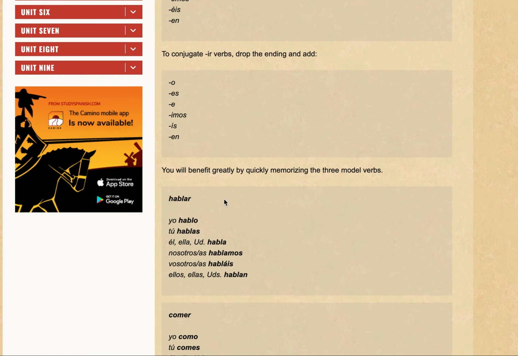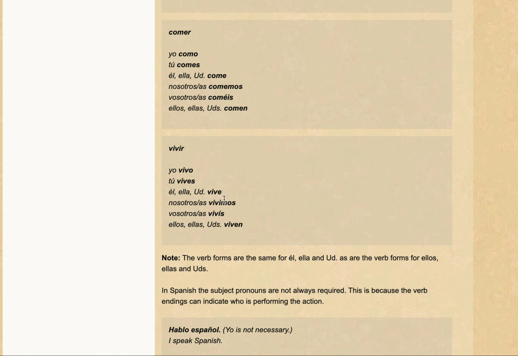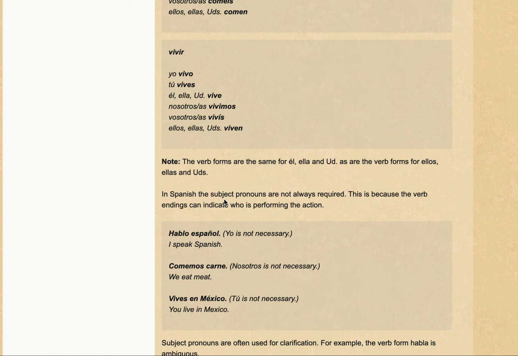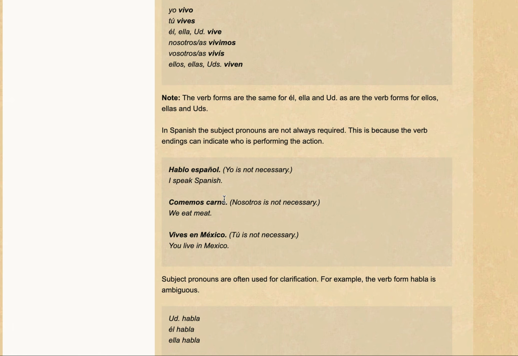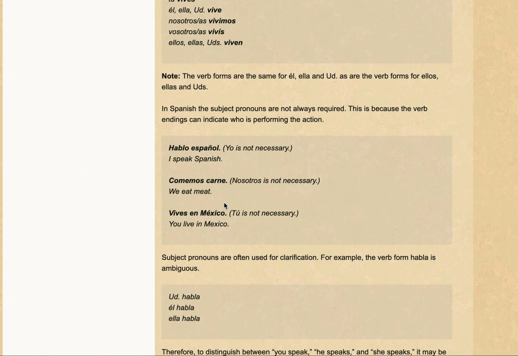So again, this is all what you have seen and learned in previous sections, what we're seeing on the screen right now. And yesterday, I believe, or maybe the day before, we have been going through this rule, which basically states that subject pronouns are not always required, right?